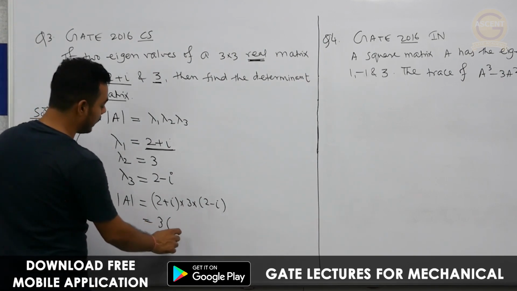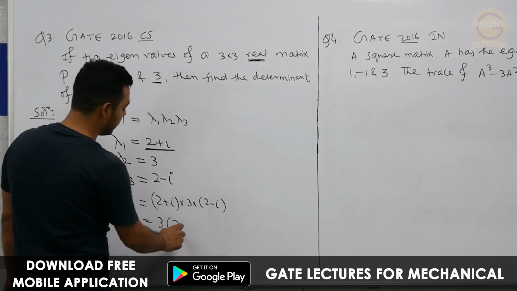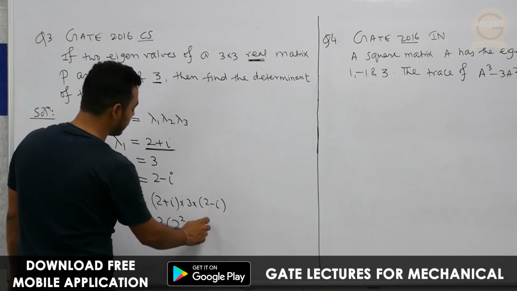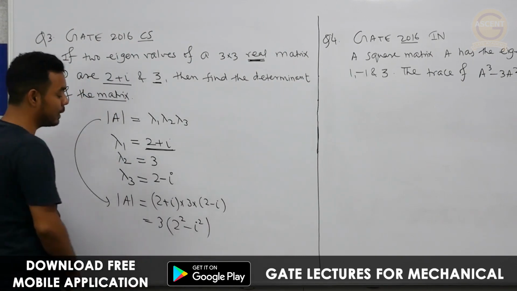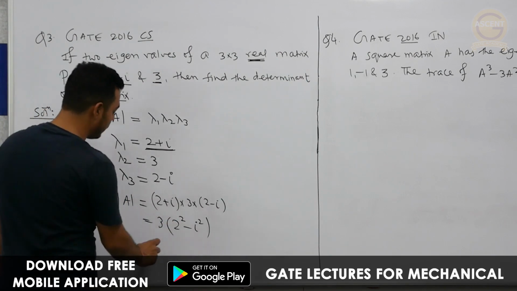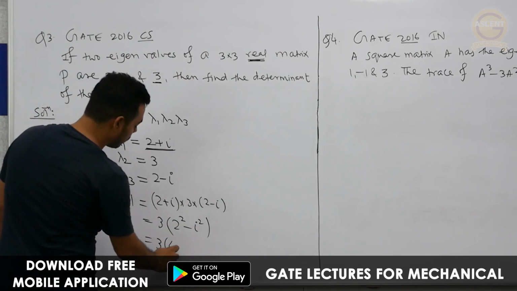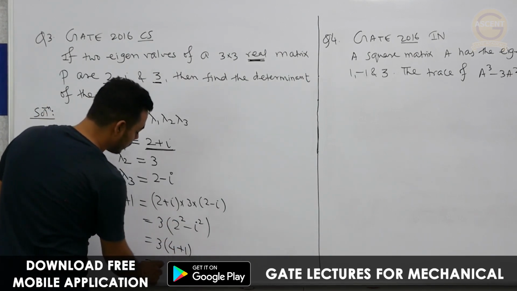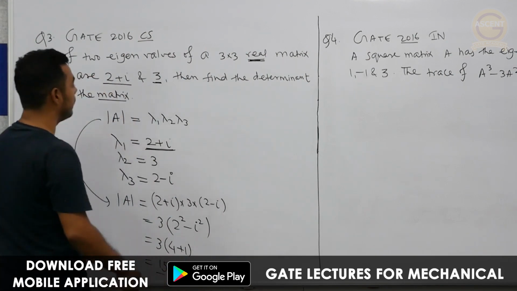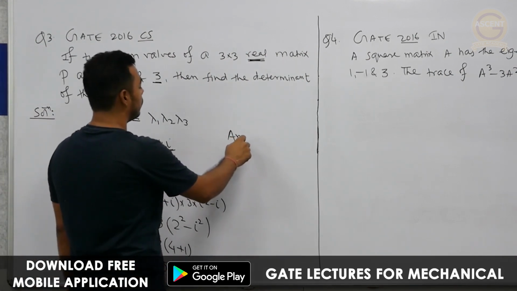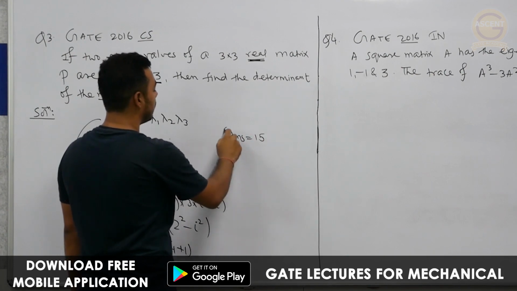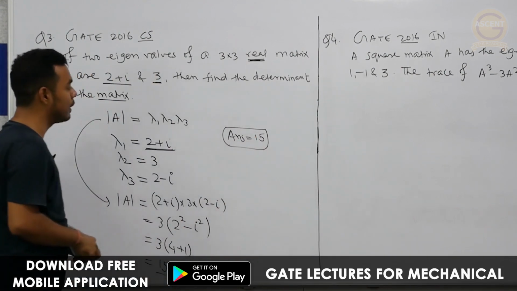So this will be 3 into (a plus b)(a minus b), so a square minus b square. Iota square is minus 1, so minus iota square will be plus 1. So 3 into (2 square plus 1), 5 into 3, 15. So this means the determinant of this matrix A, whose eigenvalues are given, will be 15. So this is your correct answer.